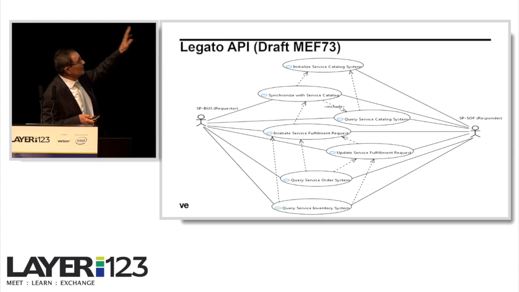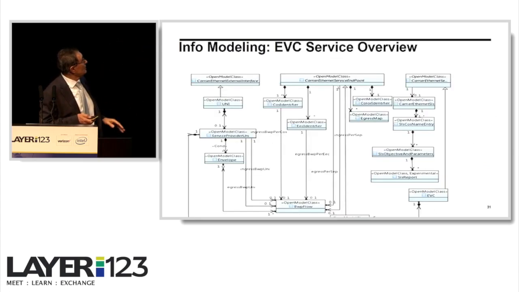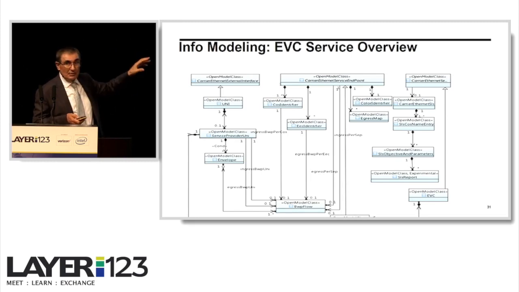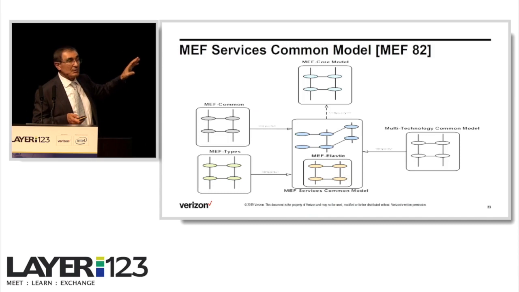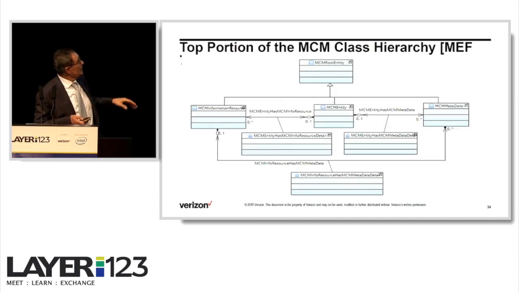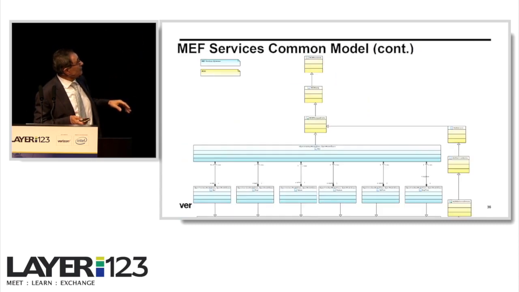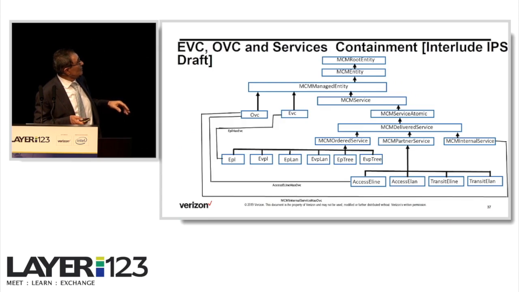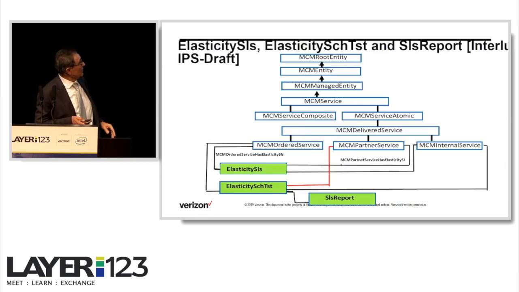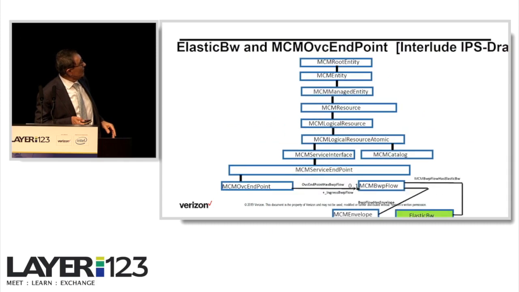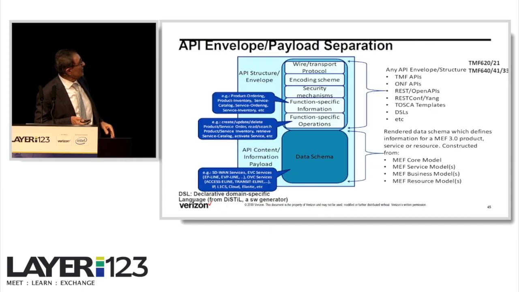Then the Legato interface, I don't think I want to go into this one. Just a couple of words on the information modeling. The way we do these things is we start with the information modeling. So these are basically the information models for all the MEF services. And then, this is another set of details on the interlude IPs that we're talking about. So one more slide that I want to mention and stop there.